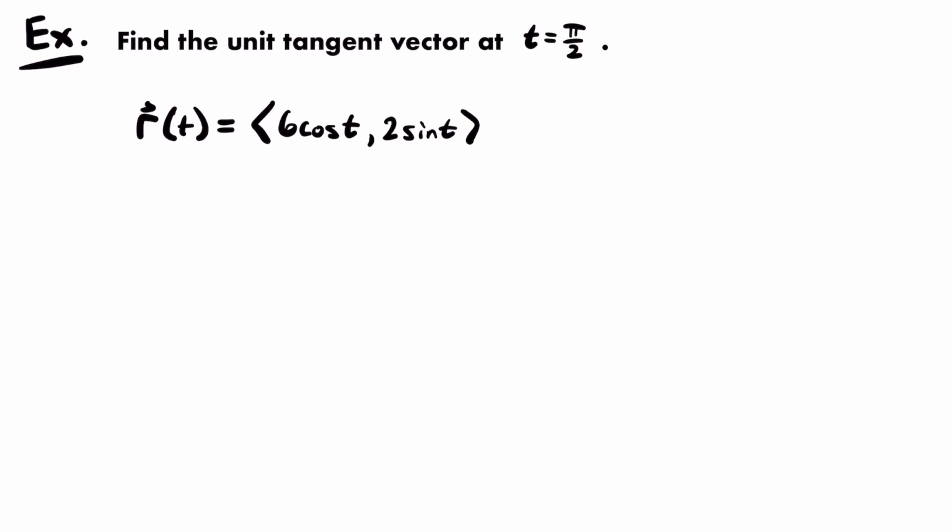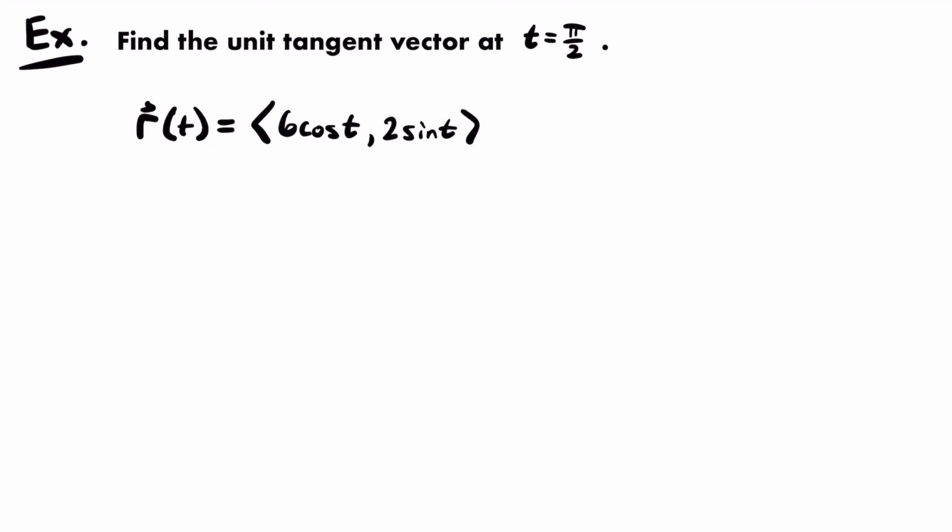Now, finding a unit tangent vector is not all that different from finding a regular tangent vector. We're still going to take the derivative of our vector function to find a tangent vector, but then once we have that, what we're going to do is then divide it by its magnitude, right? The only difference between a regular vector and a unit vector is that a unit vector has a length of 1. And so to get that length of 1, you have to divide the vector by its own magnitude. And that's exactly what we're going to do here.